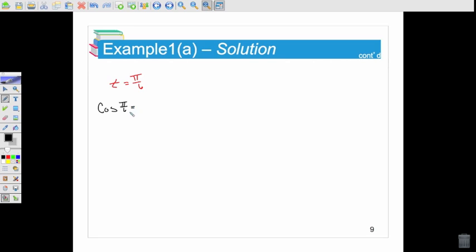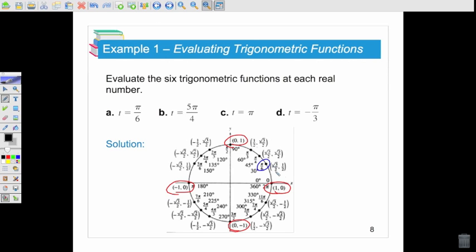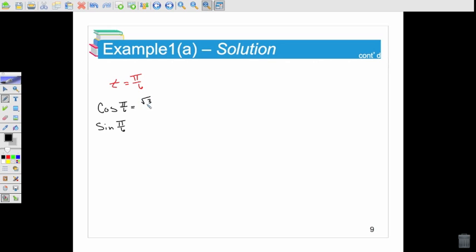Cosine pi over 6, and sine pi over 6. Right, so cosine is square root of 3 over 2, sine is 1/2. Cool. Now I have all the information that I could possibly grab from that unit circle. Now what I have to do is start manipulating things.